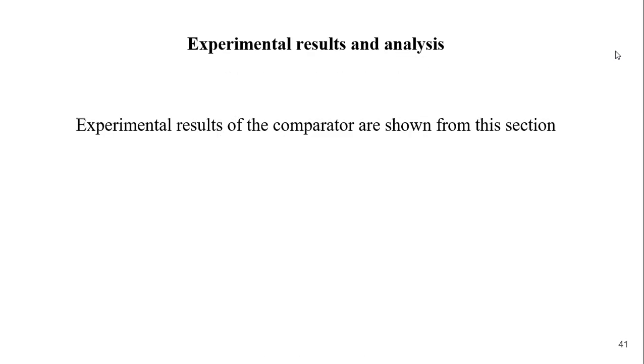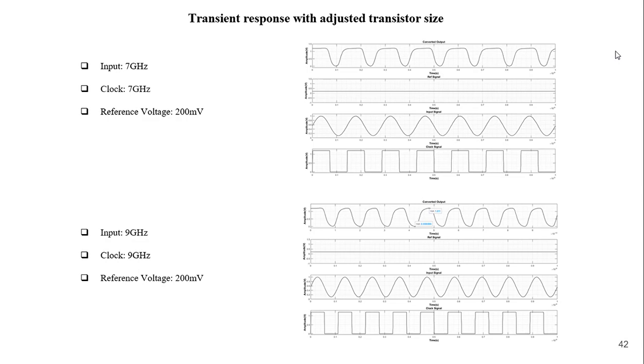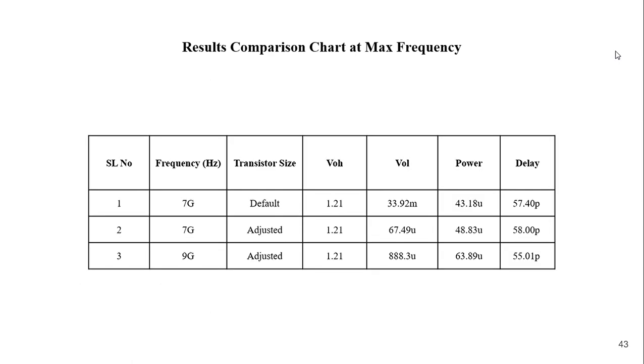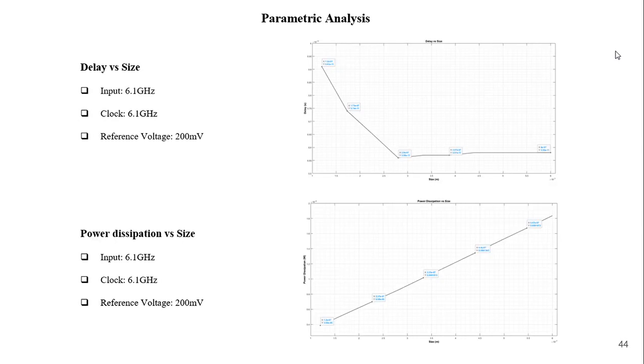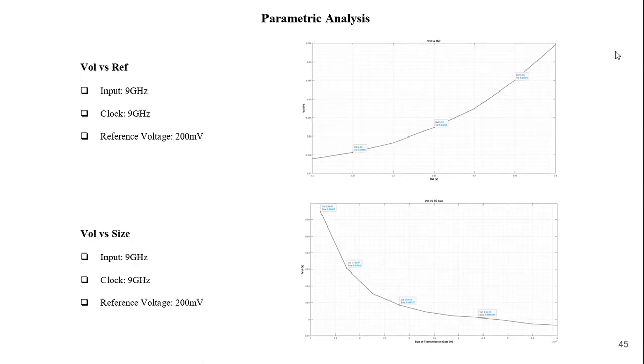Schematic experimental design. Same types of experiments are done. We can see that design 2 of phase 2 is also performing well at 9 gigahertz. Yes, this is the results comparison chart. Similarly, we have shown the adjusted transistor sizes and output high and low voltage levels. The parametric analysis is shown similarly for this, with the voltage versus reference and voltage versus size also.